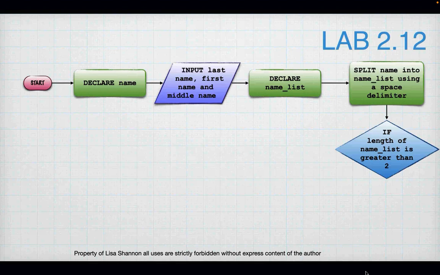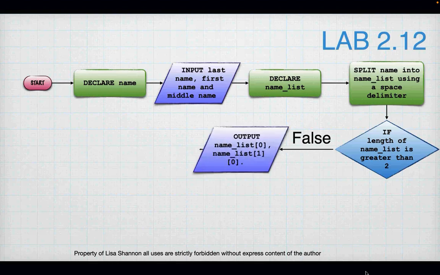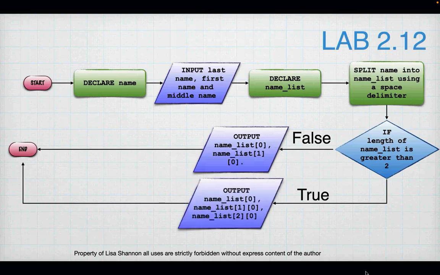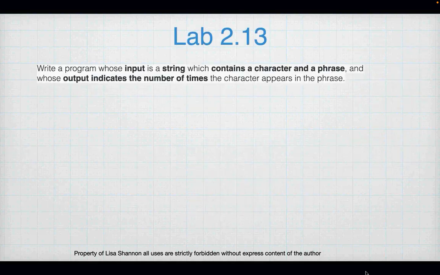So this diamond we're going to talk about more next week. But I'm saying, if the length of the name list is greater than 2, if it's false, then I'm going to output something specific: just the two things, and I'm going to end. And if not, I'm going to output three things, and then I'm going to end. And by the way, we're also asking you to do nested lists and to treat it as if you know how to do a nested list, and you don't yet. So that's the basic flow chart for Lab 2.12.